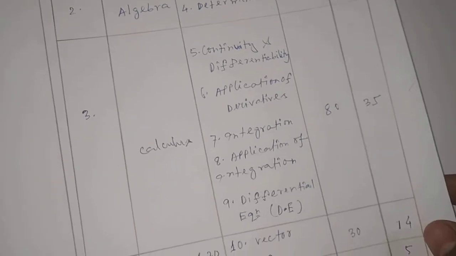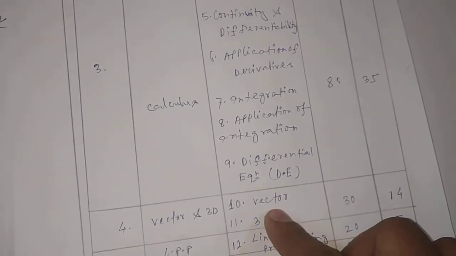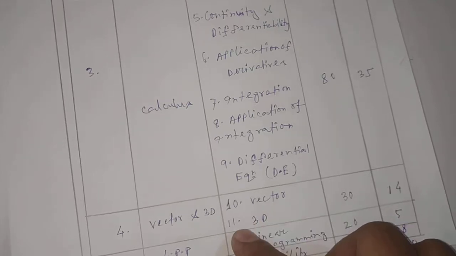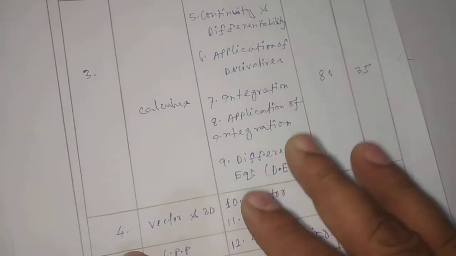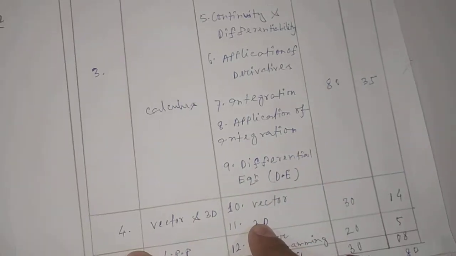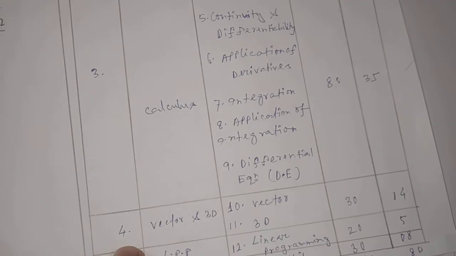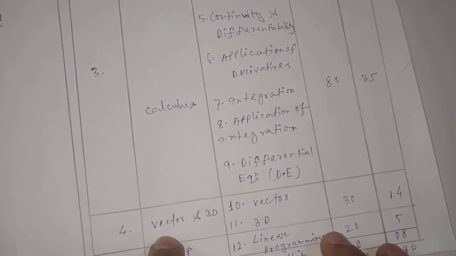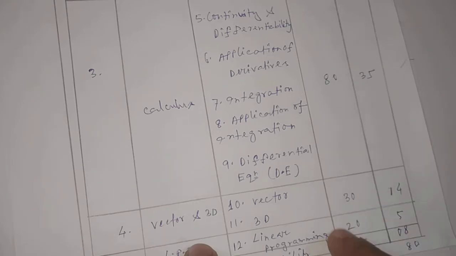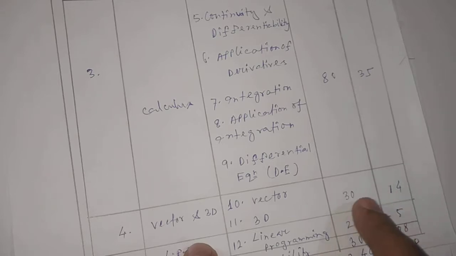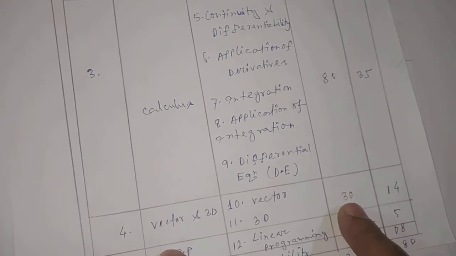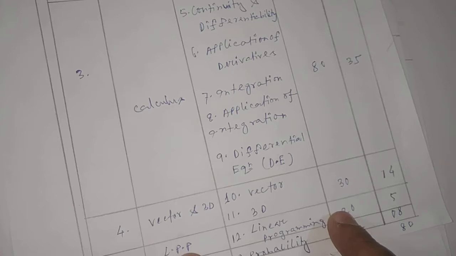Understood? Now the chapter number 10 is vector. Chapter number 11 is three-dimensional geometry. In short, we can say 3D. That we learned in class 11. Basically, we got some basic ideas from class 11. These two belong to unit number 4, which is known as vector and 3D. From vector and 3D, total 14 marks will be asked in the board exam, and for this unit we can spend 30 classes maximum.